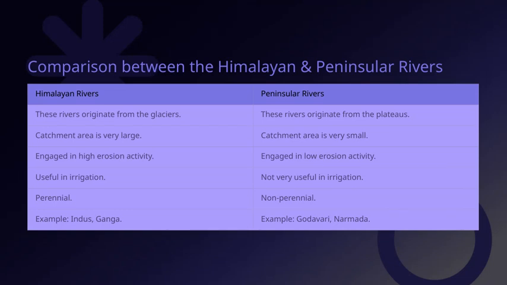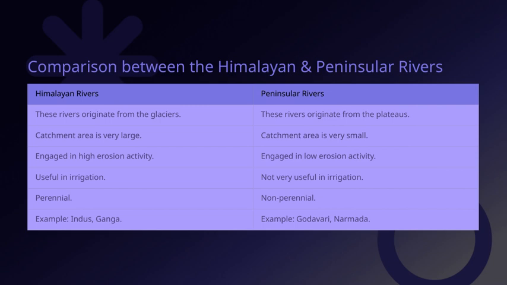Now, let's look at the key differences between Himalayan rivers and peninsular rivers. First, Himalayan rivers originate from glaciers, which means they are fed by snow and ice melt high in the mountains. In contrast, peninsular rivers originate from the plateaus, primarily from rainfall and underground sources. Next, the catchment area of Himalayan rivers is very large, covering extensive regions, whereas peninsular rivers typically have smaller catchment areas. This larger catchment area influences the volume of water these rivers carry.